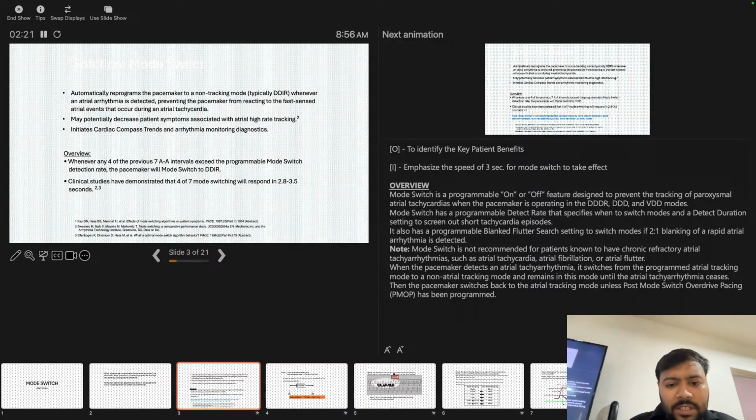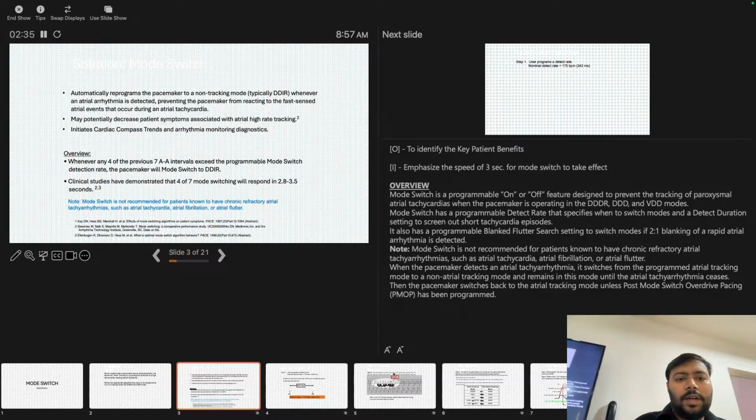I just wanted to highlight that clinical studies have demonstrated that Medtronic's 4 out of 7 mode switch algorithm will respond in 2.8 to 3 seconds, which is one of the fastest in switching the mode. There is one note: mode switch is not recommended for a patient who has chronic refractory AF, because you already know the patient has chronic AF. Then there is no need for mode switch; we can go directly with VVI or VVIR mode. That is a highlight here. Let me go into the next slides.